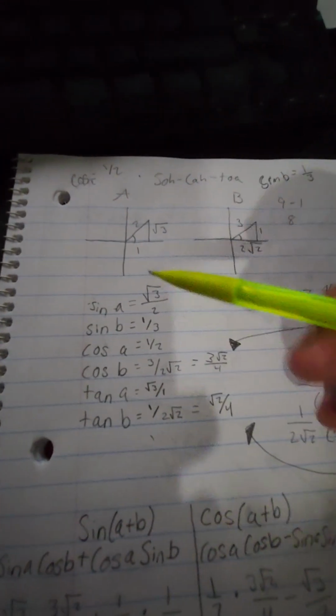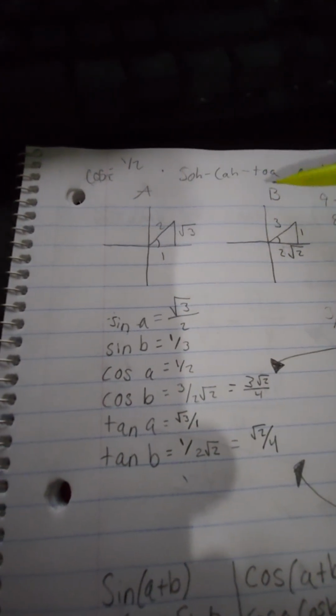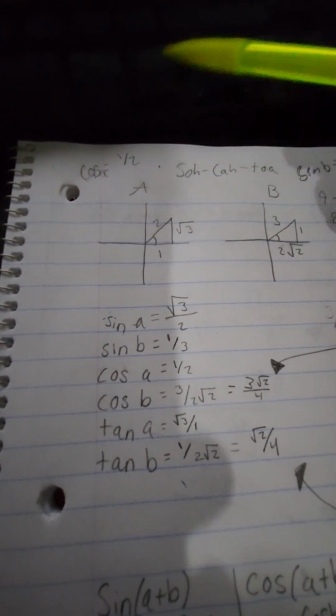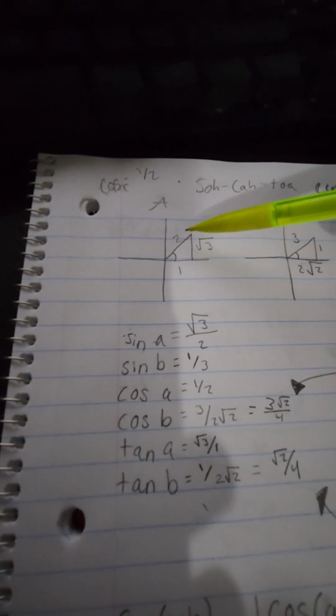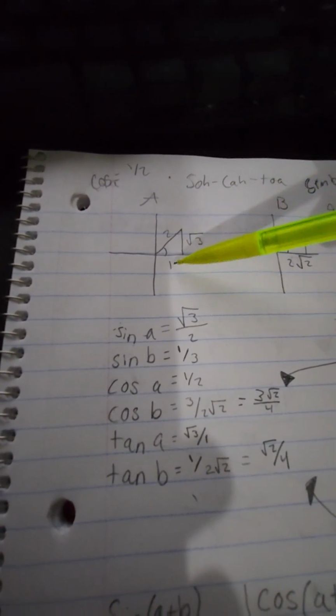Okay, so first you're gonna want to find these variables so you can plug them into the equations. This is the A graph, this is the B graph, and it says that cosine A is equal to 1/2. So cosine is adjacent over hypotenuse, right? And you just find the other side with the Pythagorean theorem. 4 minus 1 equals 3, square root 3.